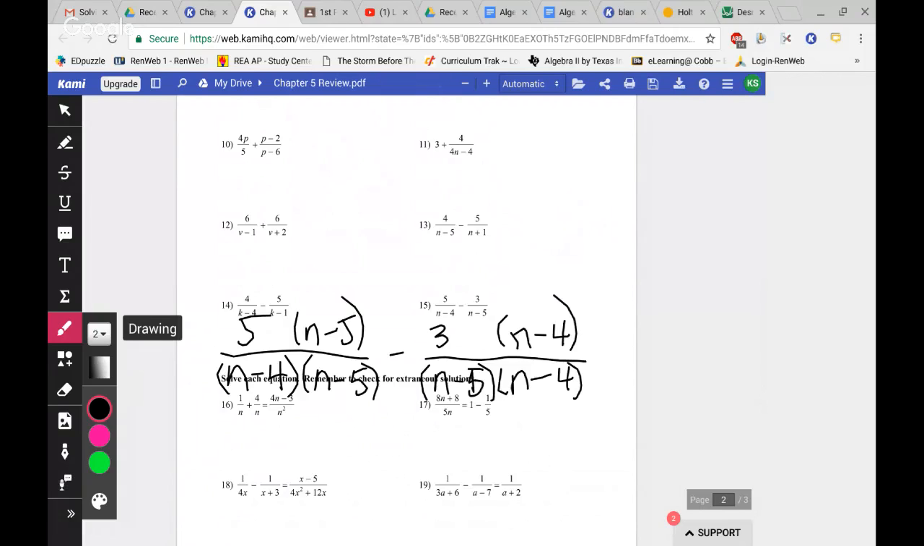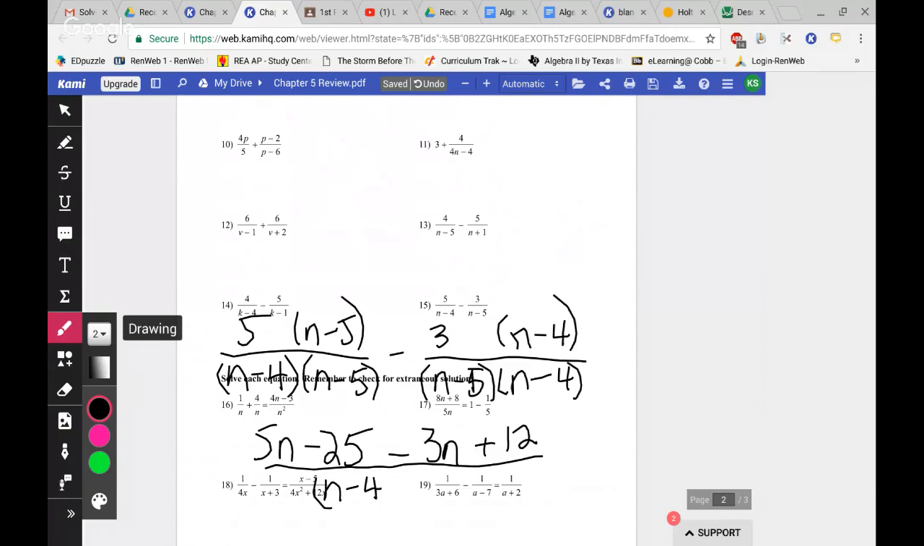So now what I'm going to do is distribute. And then that's going to give me 5n minus 25. And then I'm going to distribute a negative 3 to both numbers within the parentheses. And that's going to give me negative 3n. And then negative 3 times a negative 4 is a positive 12. And then that would go over our big denominator that we created, which is n minus 4, n minus 5.